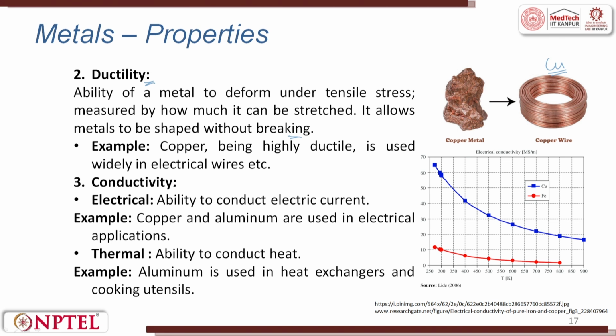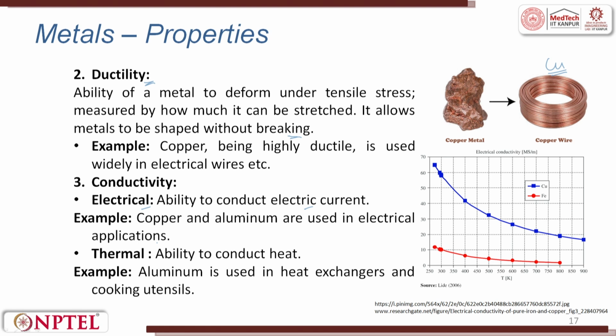Then the next one is conductivity. Under conductivity, there is electrical conductivity and thermal conductivity. Electrical conductivity is the ability to conduct electric current, or electrons to move. Copper and aluminum are used exhaustively. In olden days we were using aluminum wires. Today we are using copper wires. So, these copper wires are used for conducting.